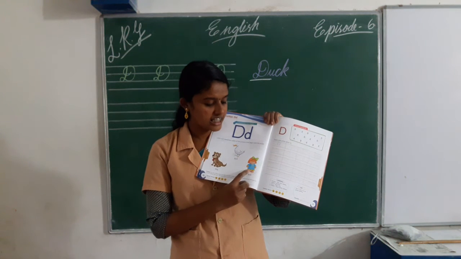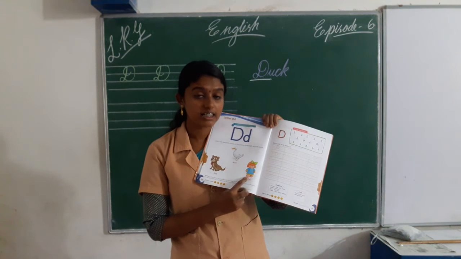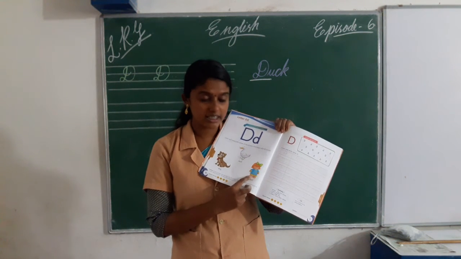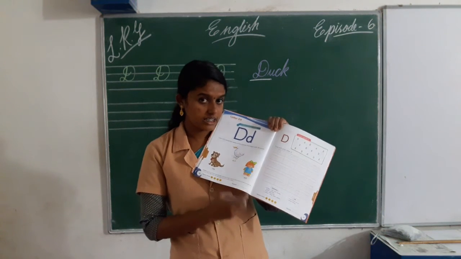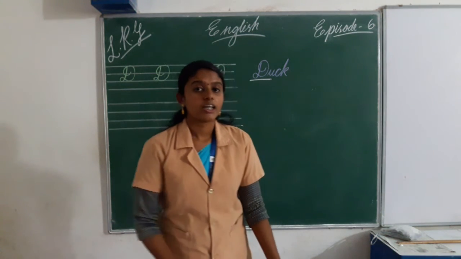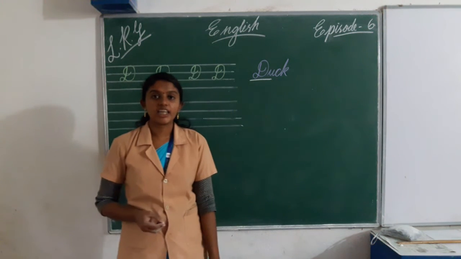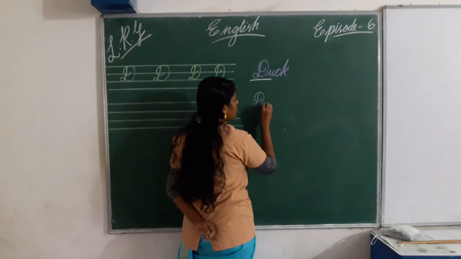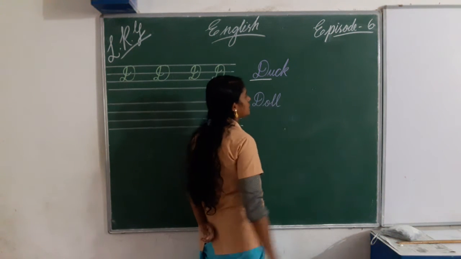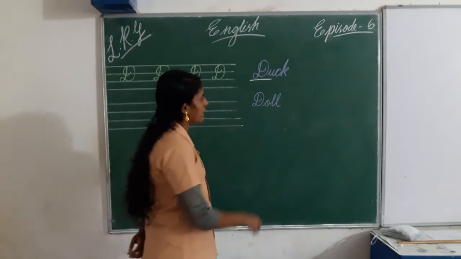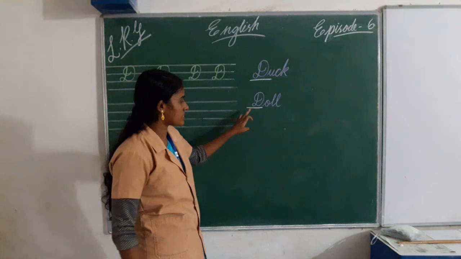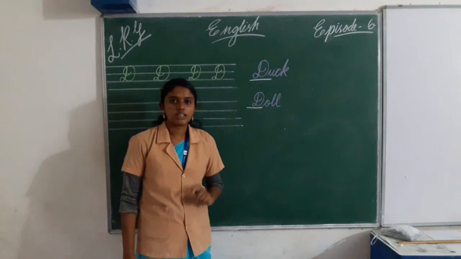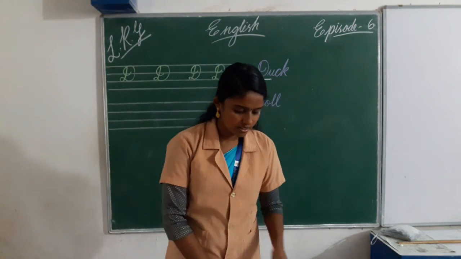What is this? This is a doll. This is a small doll. What is the spelling of doll? D-O-L-L. Doll. See? Doll. Which is the first letter? D. D-O-L-L. Doll. Say now. Doll. Next word.